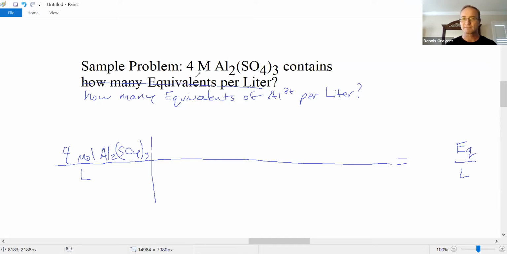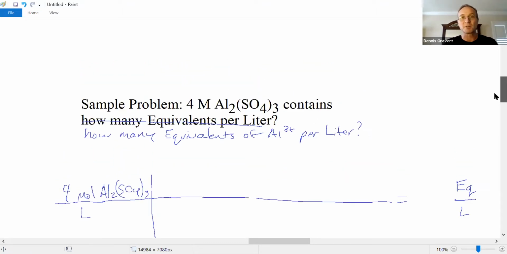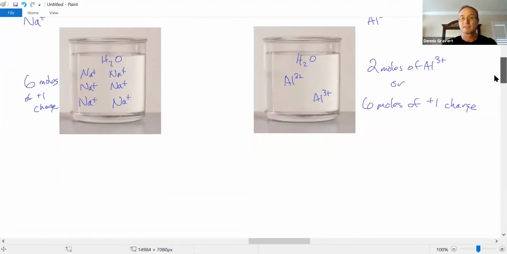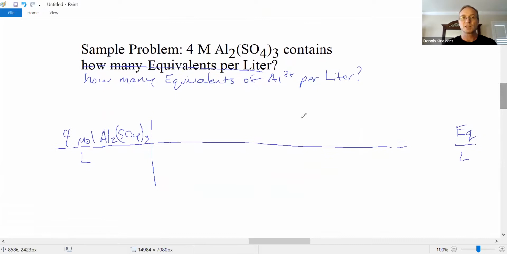That's what we're given. Now we need conversion factors that change the liters to liters. Okay, no change needed. In the denominator, we got the right units. We have to change moles to equivalents. Okay, and then the helpful thing we'll have to remember is that 1 equivalent equals 1 mole of charge, a +1 charge in this case. So what we have to do is change moles of this molecule into moles of +1 charge.